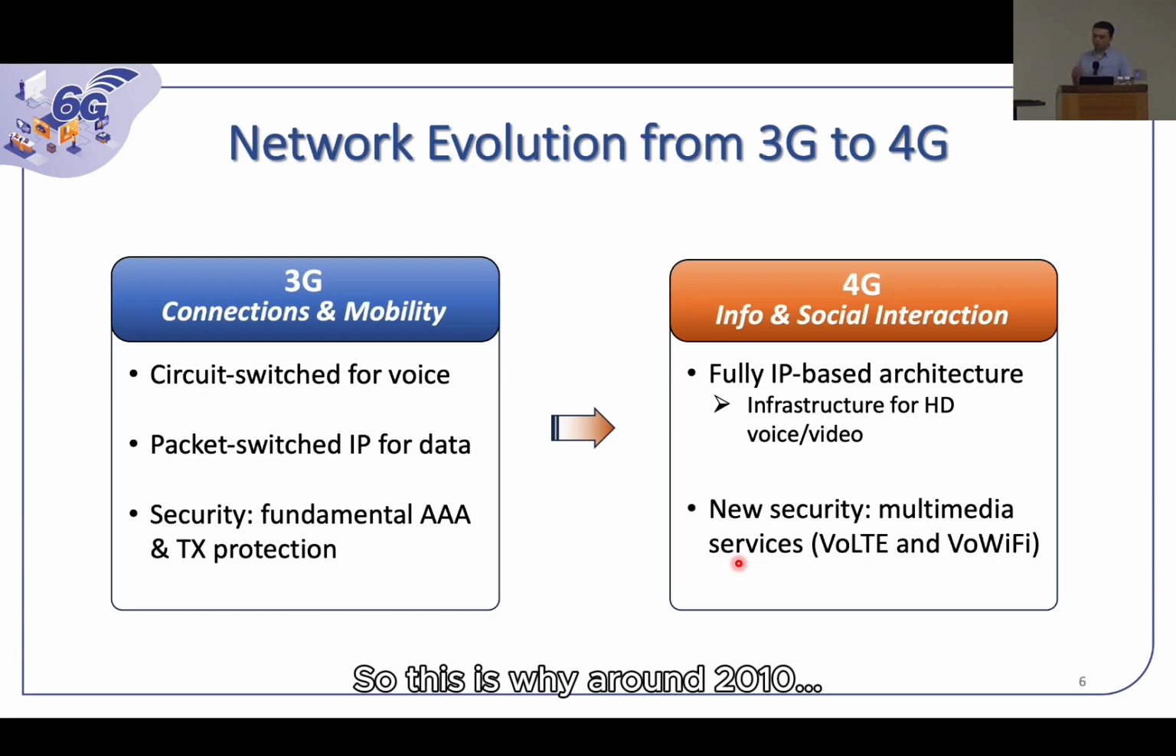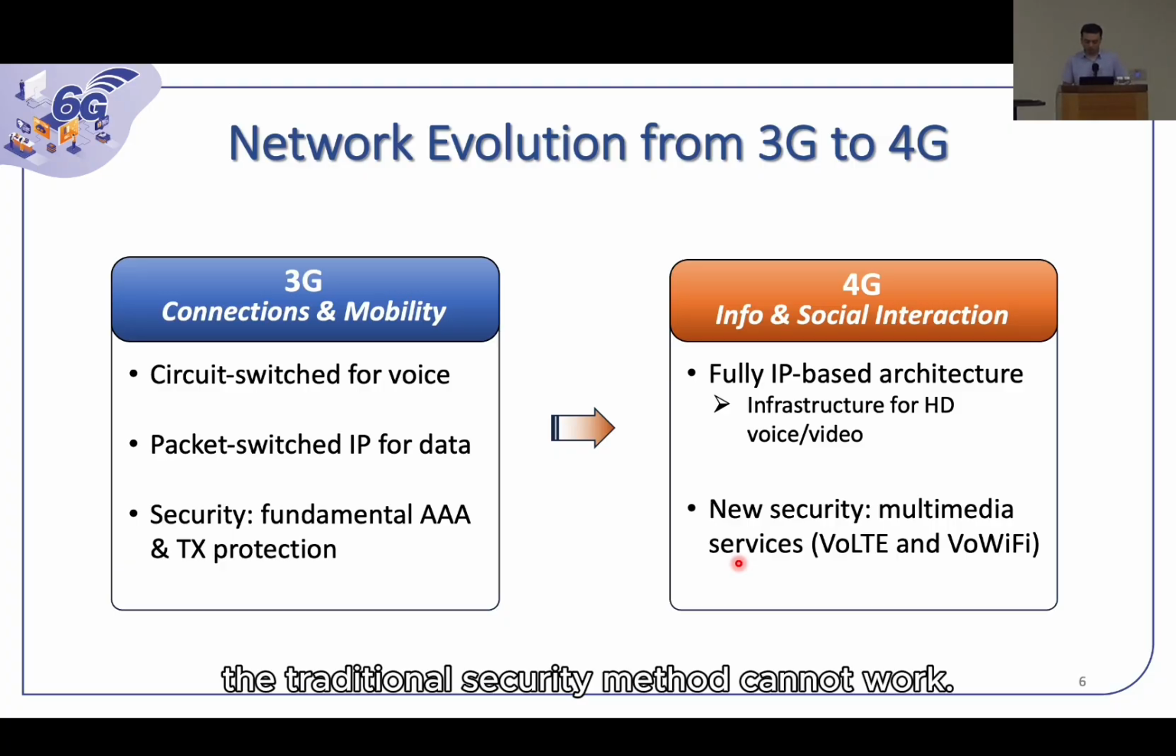So this is why around 2010, this transition just began. Actually, we can find many kinds of vulnerabilities from these new multimedia services. This is because during the transition, the operators or standards still used the traditional method to secure these services, but actually the services themselves became different. So this is why the traditional security method cannot work. Then this is why we can find many vulnerabilities from this area.